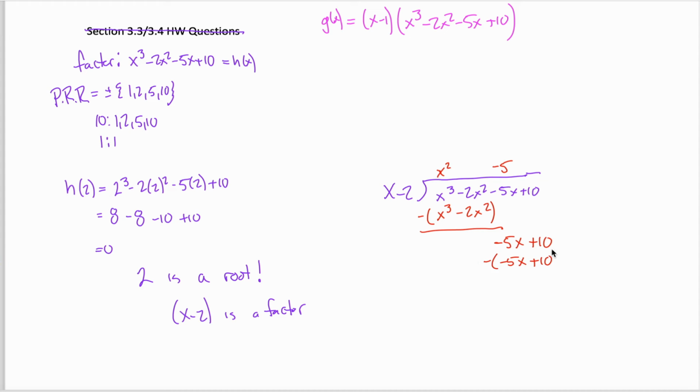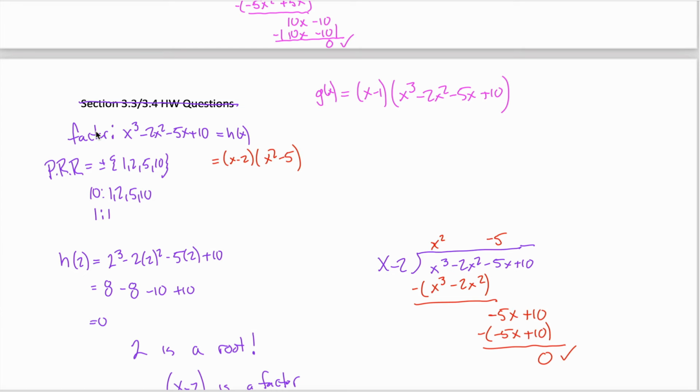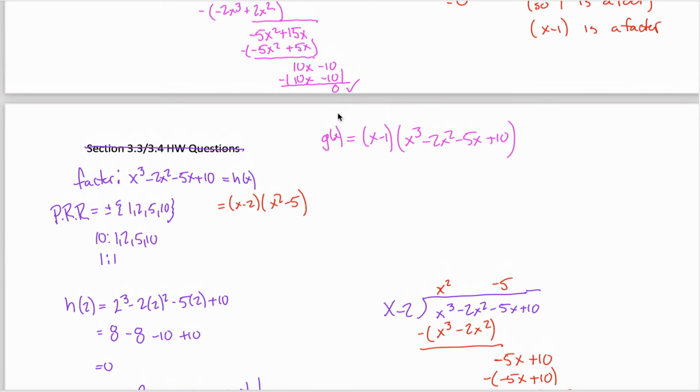I subtract, and again, both of the terms go away, so I'm left with the remainder of 0. What does that mean? It means this polynomial h of x can be rewritten as x minus 2 times x squared minus 5. But remember, this polynomial h of x is what we saw in the parentheses here. So my original polynomial, the fourth degree one that I was calling g of x, is x minus 1 times x minus 2 times x squared minus 5.